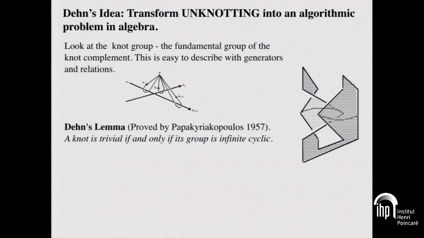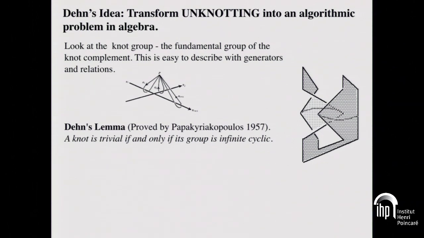So he stated what is called Dehn's lemma, which says that a knot is trivial if and only if its group is isomorphic to the integers, is isomorphic to Z. This is one way of stating Dehn's lemma. And Dehn published this in the 20s, I think. Unfortunately, there was a mistake in his proof, which was discovered by Kneser. And people tried to fix it for many years. It was finally successfully fixed by Papakyriakopoulos in 1957. So Dehn's lemma is correct, although Dehn didn't have a proof.